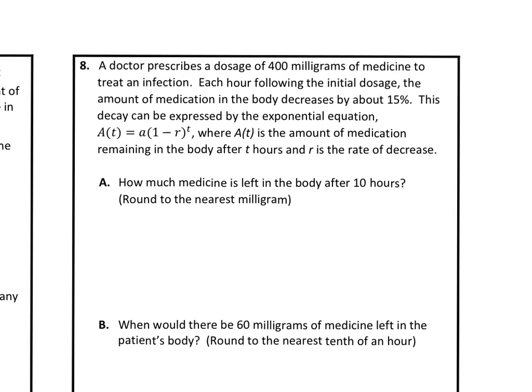This last one says, a doctor prescribes a dosage of 400 milligrams of medicine to treat an infection. Each hour following the initial dosage, the amount of medication in the body decreases by about 15%. This decay can be expressed by the exponential equation A of t equals a times (1 minus r) to the power of t, where A of t is the amount of medication remaining in the body after t hours, whatever number of hours we're interested in, and r is the rate of decrease.